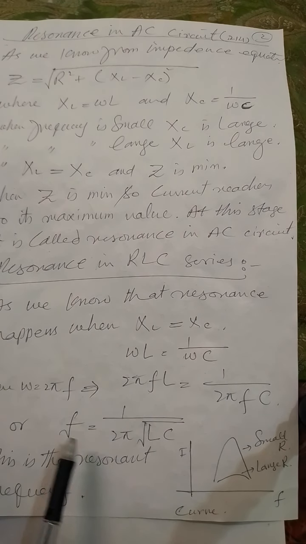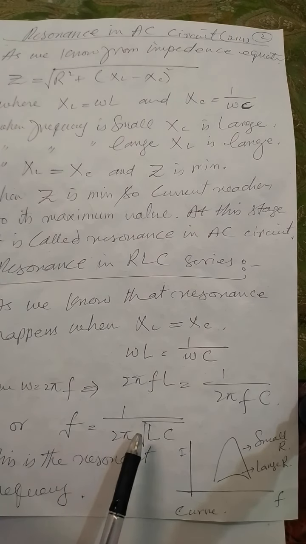That frequency is called the resonant frequency. The equation for the resonant frequency can be given as f is equal to 1 over 2 pi square root of LC.